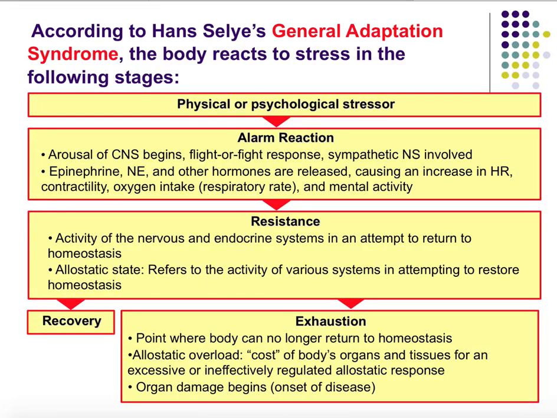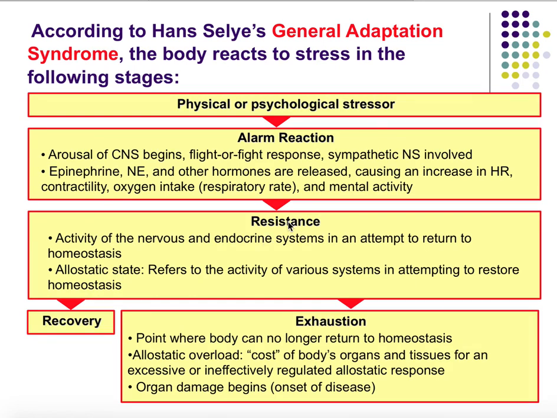So when the stressor occurs, whether it's physical or psychological, our body will sound the alarm. So that's the first step. We have our alarm reaction. This is when you're going to arouse the central nervous system, specifically the sympathetic nervous system, which we know is our fight or flight. So hormones like epinephrine, norepinephrine, and other hormones are going to get released. They're going to increase our heart rate, increase contractility of the heart, increase our respiratory rate, and increase mental activity. Notice we're basically sounding the alarm, getting our body going to be able to deal with the stress.